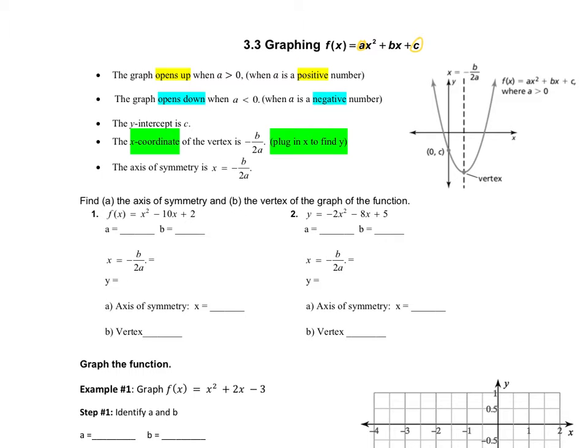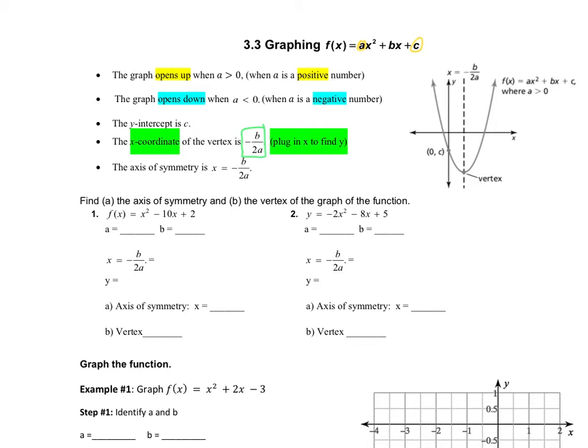Since this function is quadratic, we have to find the vertex in order to graph it. There is a special equation to find the x-coordinate of the vertex, which is negative b over 2a. This equation only finds the x-coordinate. You take that number and plug it in to find the y-coordinate. The axis of symmetry is always the same: it goes through the x-coordinate of your vertex.